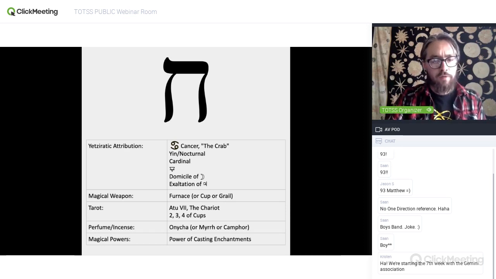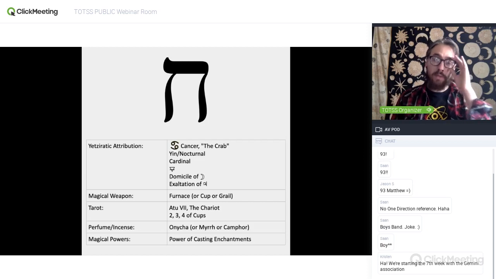All right, so for our Perfumer Incense, this is kind of a strange one. The main one listed here is, I'm actually not sure how to pronounce this, Onycha, or Onika. Again, I don't know how that's actually supposed to be said. And actually, no one is quite sure what this is.